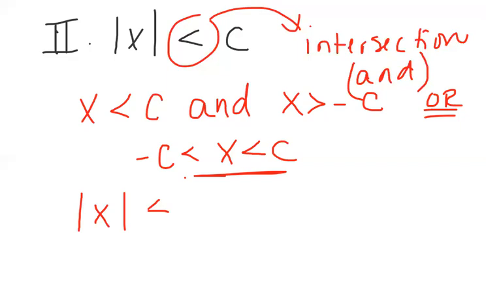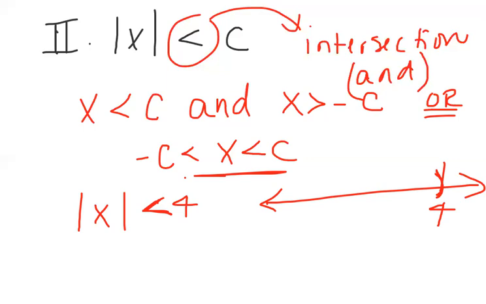So here's an example. This one right here, guys, we're going to go to the number line. This is saying, find all the numbers that have a distance of less than 4 units from 0 on the number line. So if you go to positive 4 on the number line and you want all numbers that have a distance of less than 4 units from 0, they would all go to the left side of the number line towards negative infinity.